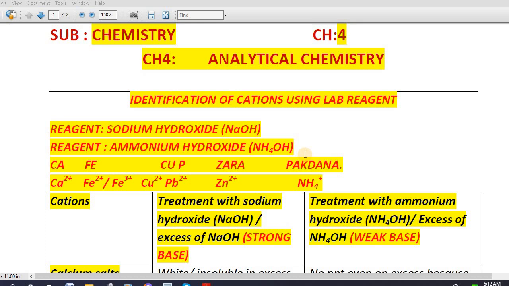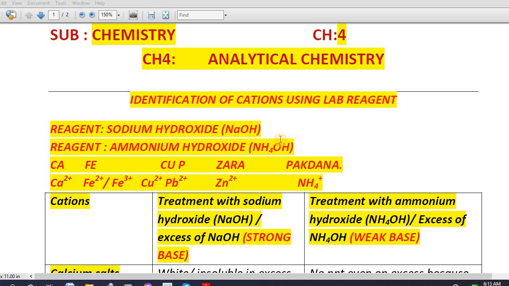Before going further, I would like to add a few things here. We were talking of qualitative and quantitative analysis of the salt. The salt can be colorless or colored. Normally the salts which belong to representative elements are colorless, and the salts which represent the transition elements have color.